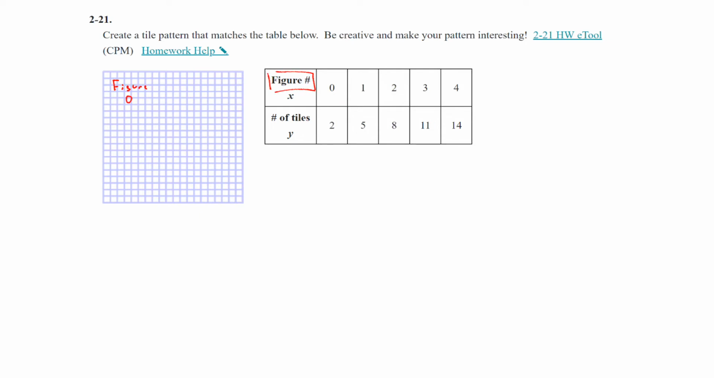0, you have to have 2 tiles. Now, where you place those 2 tiles, if you want them to look like this, that's fine. If you want them to be on top of each other, that's fine. You got lots of possibilities.